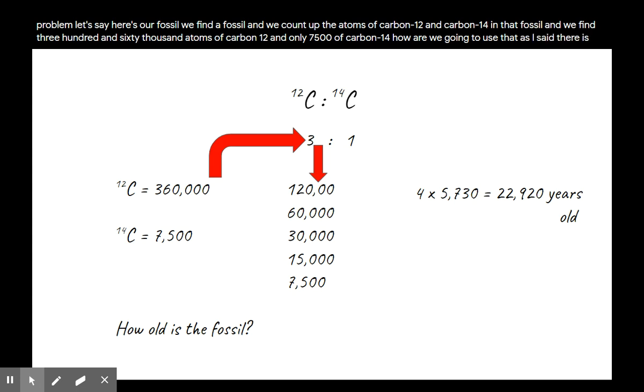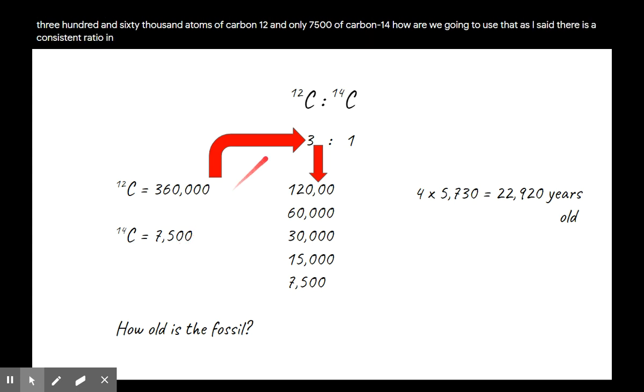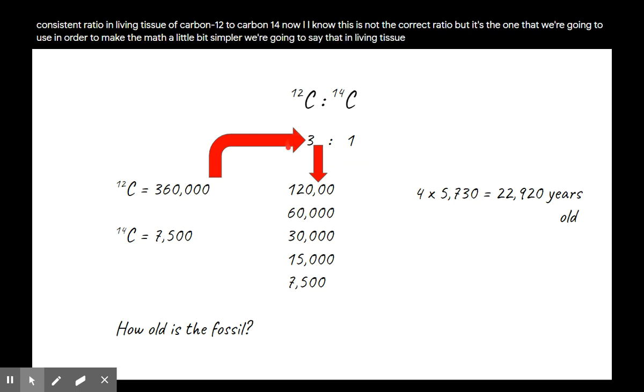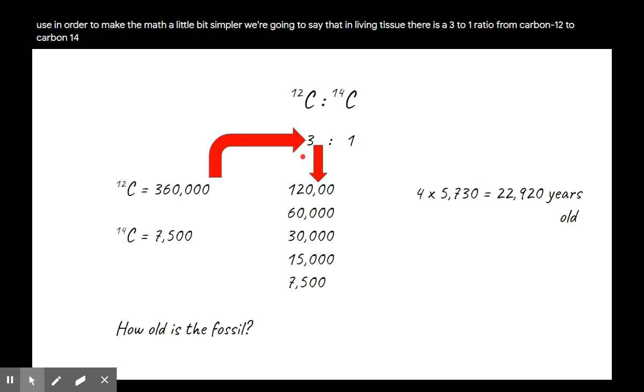As I said, there is a consistent ratio in living tissue of carbon-12 to carbon-14. Now, I know this is not the correct ratio, but it's the one that we're going to use in order to make the math a little bit simpler. We're going to say that in living tissue, there is a 3-to-1 ratio from carbon-12 to carbon-14, and therefore there would be such in a fossil as well. The problem, of course, is that a fossil is not living any longer, and therefore carbon-14 has been decaying.